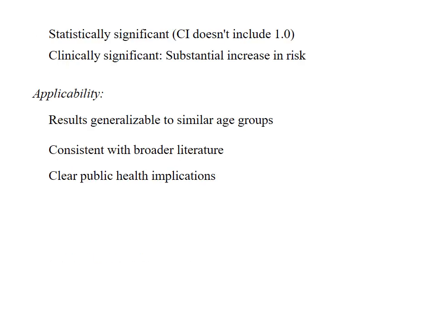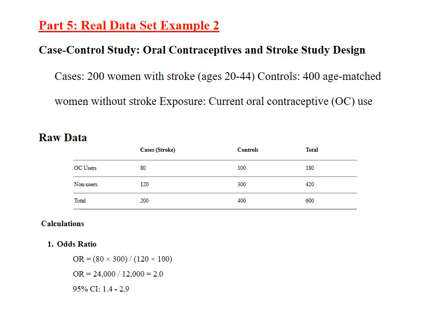Statistically significant, confidence interval doesn't include 1. Clinically significant, substantial increase in risk. Applicability: the result is generalizable to similar age groups, consistent with broader literature, with clear public health implications. Now the part number 5, real data set.